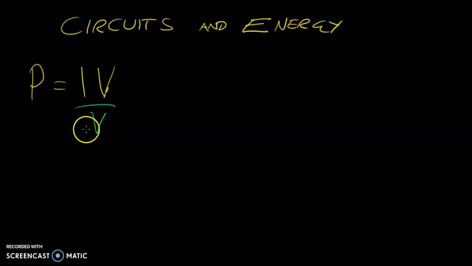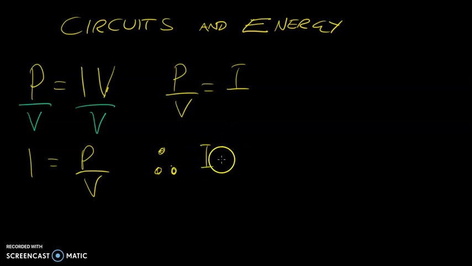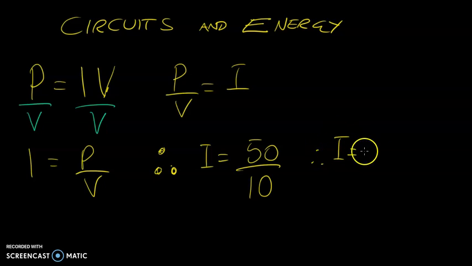Now, one of the most important rules in formulas is that whatever we do to one side, we must do to the other. So I'm going to divide the other side by volts. Now, our formula looks a little like this: P over V equals I. Let's twiddle it round and say that I equals P over V. Let's put the numbers in. Three little dots, which means therefore. Therefore, I is equal to 50 watts over 10 volts. Therefore, I equals 5 amperes. Number 1. Job done.